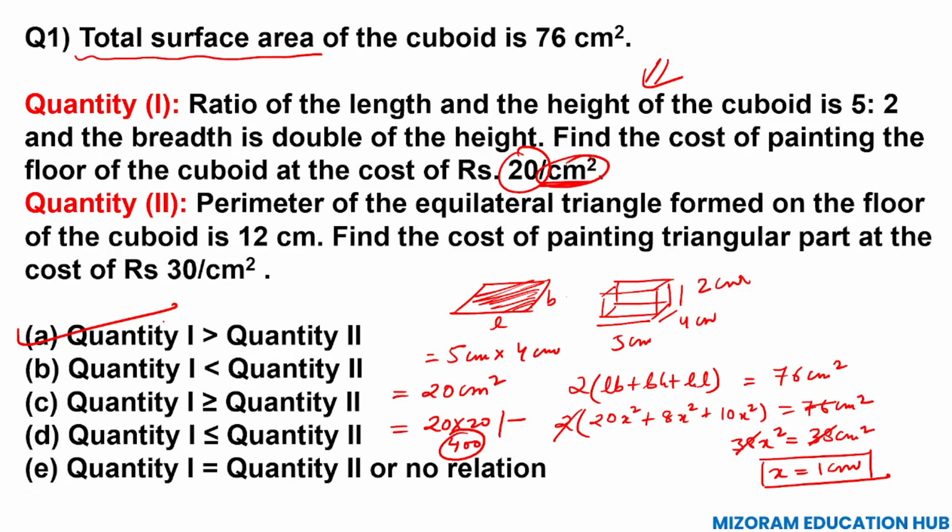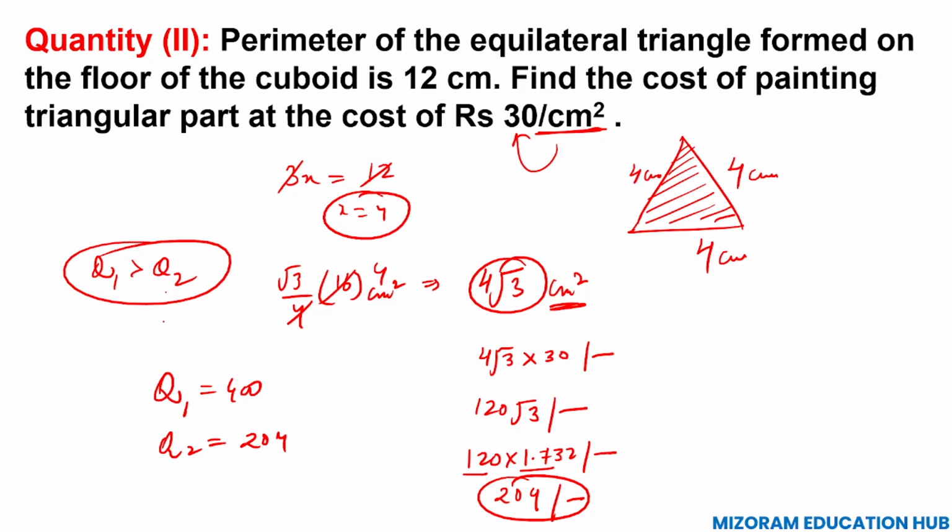So formula panikan mang total surface area of cuboid, that is 2 (LB + BH + HL), and area of equilateral triangle kan manga, that is root 3 by 4 A square.